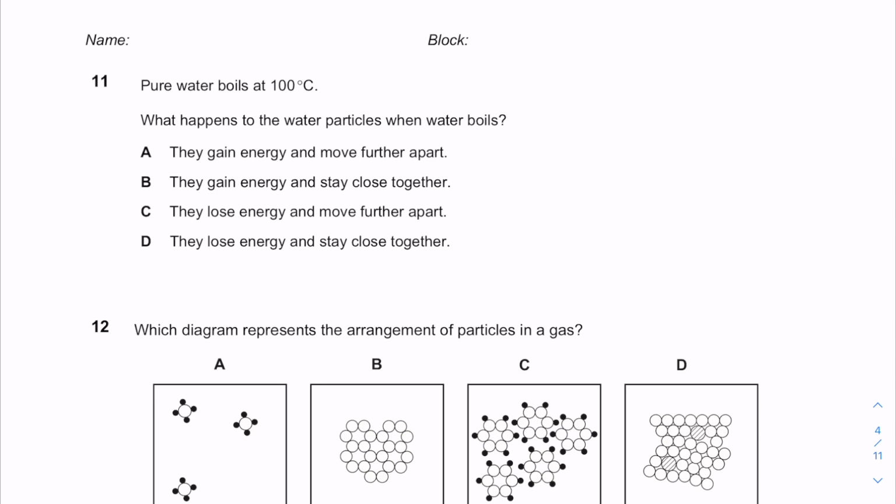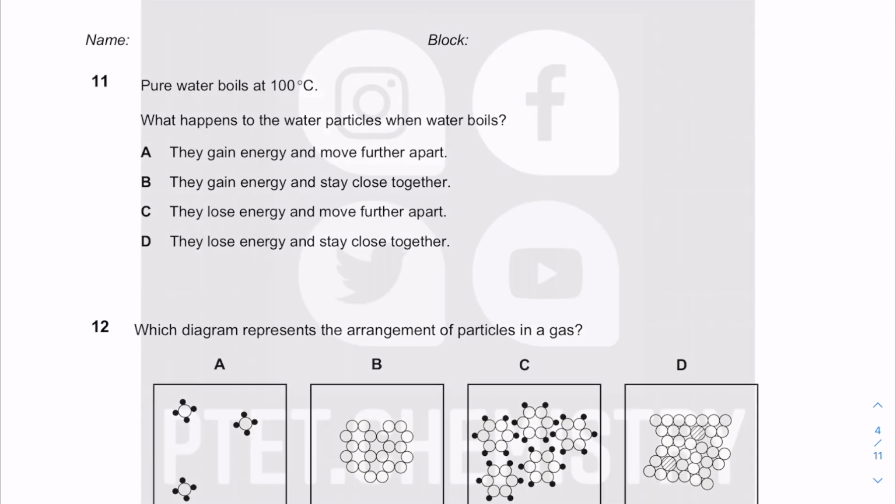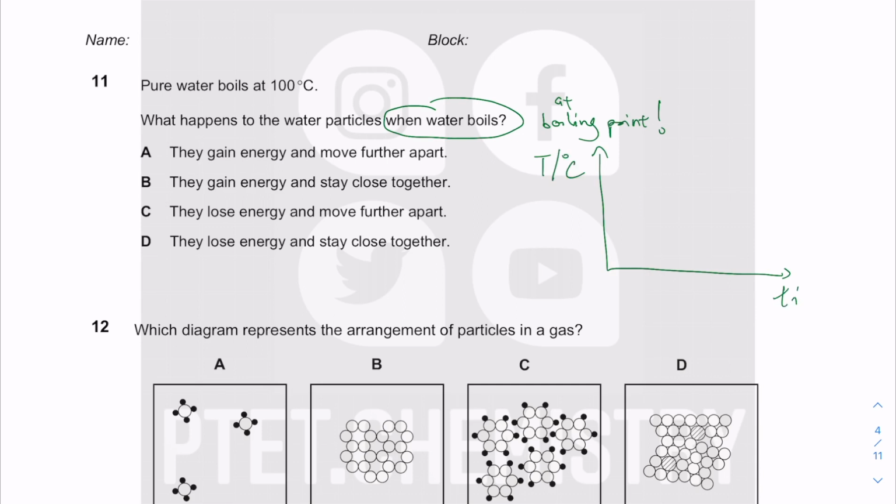Question 11. Pure water boils at 100 degrees Celsius. So what happens when the water boils? So this is at the boiling point. What actually happens at the boiling point? Well, you need to think about the heating curve. Okay, so the heating curve is temperature against time. Could be minutes, could be seconds, but for simplicity's sake, I'll just leave it as minutes. I'll just draw a straight line there, and a straight line there.